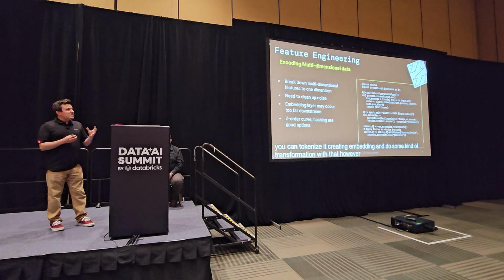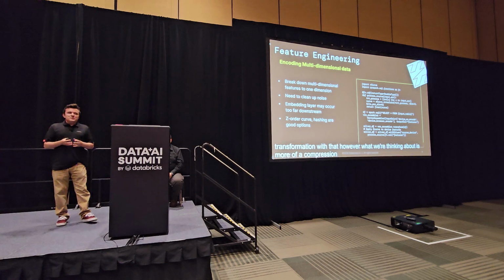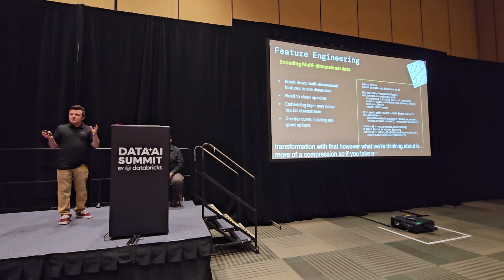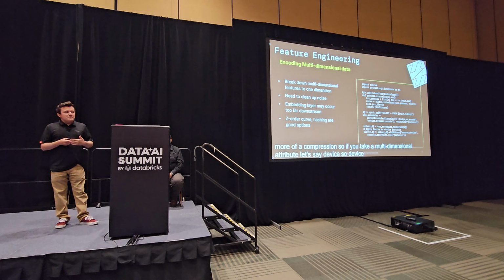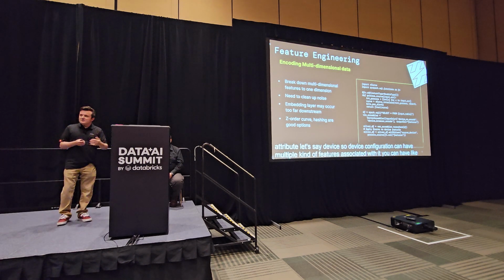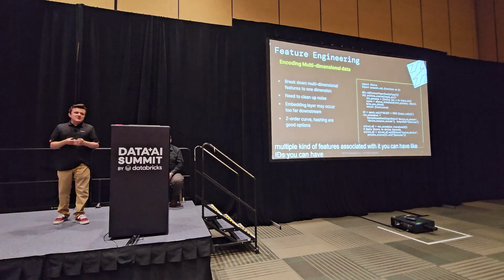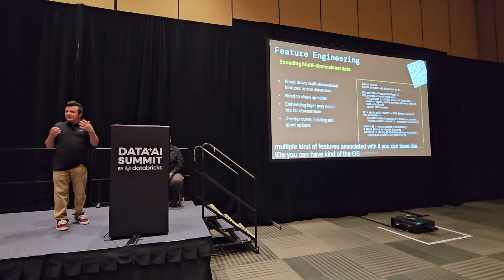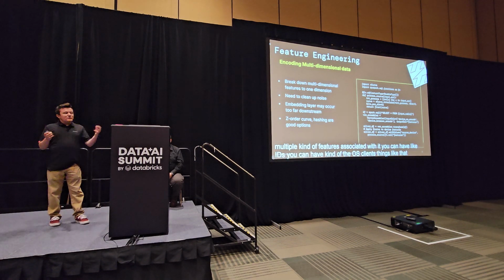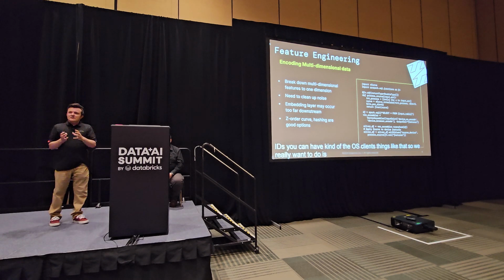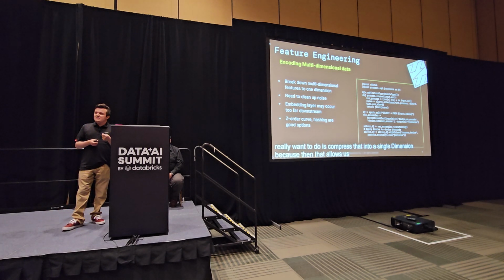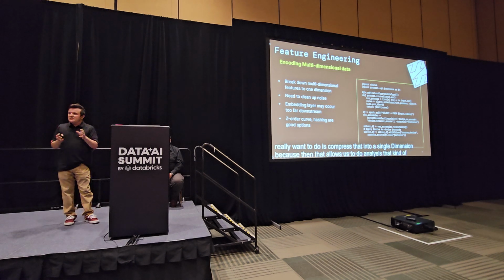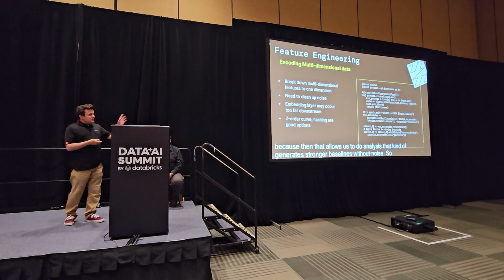However, what we're thinking about is more of a compression. So if you take a multi-dimensional attribute, let's say device. Device configuration can have multiple features associated with it. You can have IDs, you can have the OS, client, things like that. So what we really want to do is compress that into a single dimension, because then that allows us to do analysis that generates stronger baselines without noise. So that's what we start with.